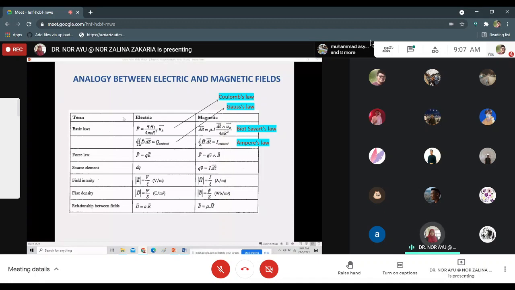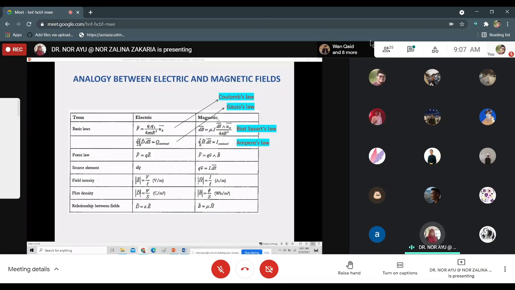So here you can see the analogy between electric and magnetic field. For electrostatic, we have Coulomb's law, where F equals Q1 Q2, the charges, because Coulomb's law is a law between two charges or more than one charge. So we have Q1 and Q2 times the direction, divided by 4 pi epsilon r cube.